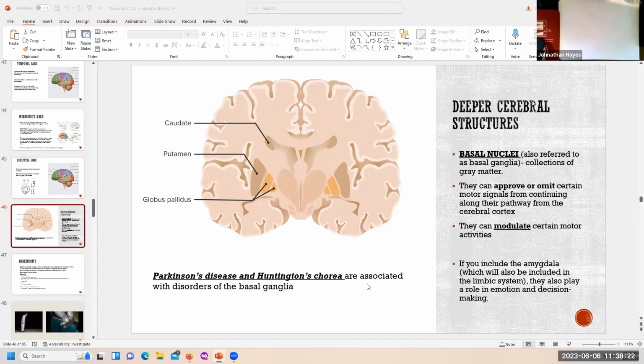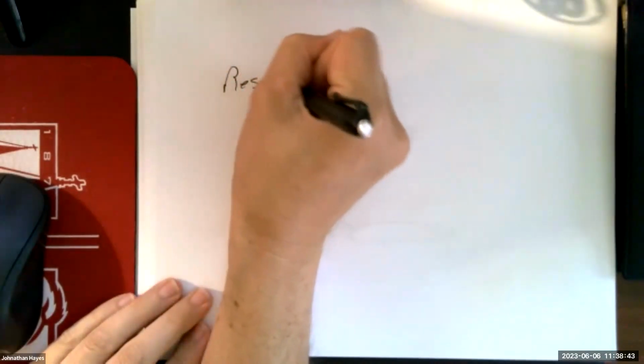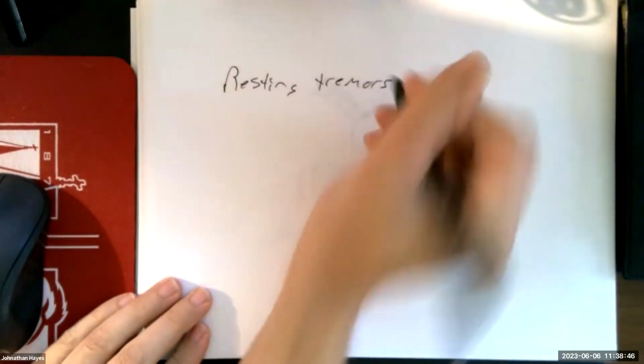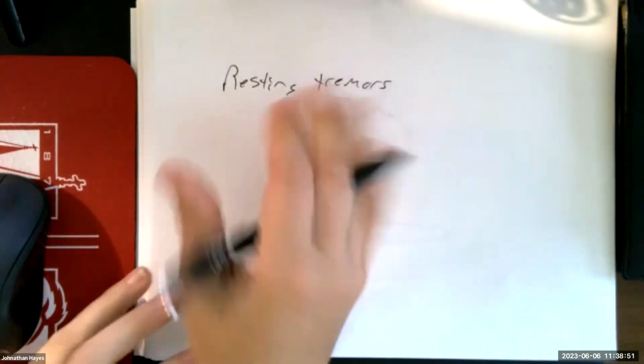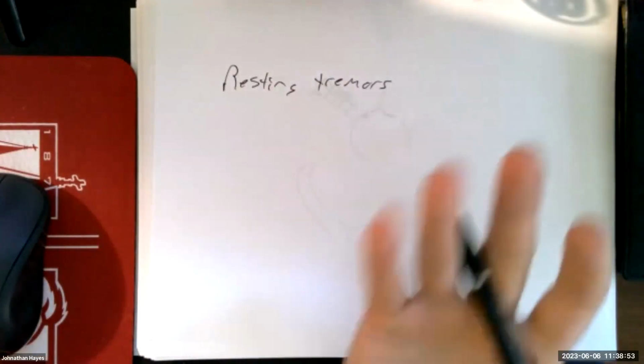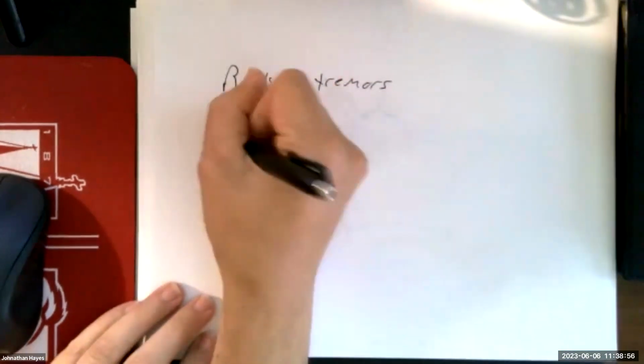With Parkinson's disease and Huntington's chorea, both of these are basal ganglia or basal nuclei disorders. Usually the key components when you're diagnosing Parkinson's or Huntington's disease is you'll notice that the patient has what's called resting tremors, okay? So resting tremors are essentially the patient shakes or moves or twitches when they're not trying to do anything. That's different from, say, an intention tremor.